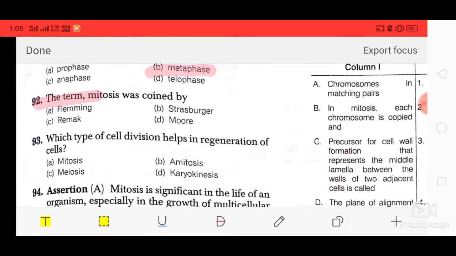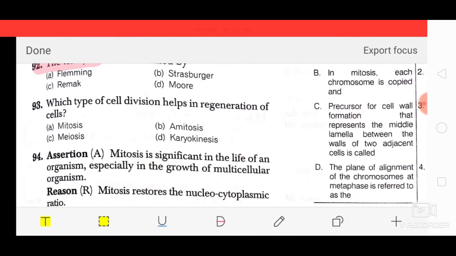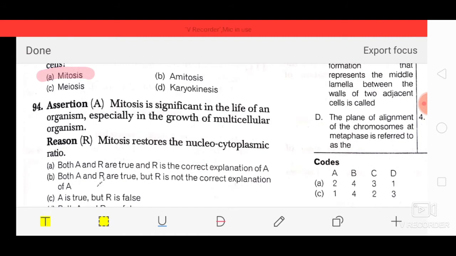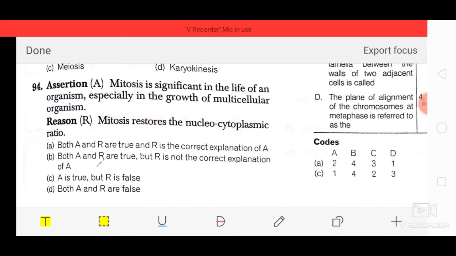Next is what type of cell division helps in regeneration of cell? And the correct answer of this question is mitosis. Next is assertion and reason. Assertion is mitosis is significant in the life of an organism, especially in the growth of multicellular organism. Reason is mitosis restores the nucleocytoplasmic ratio. And the correct answer of this question is option number A, that is assertion and reason are true, and reason is the correct explanation of assertion.